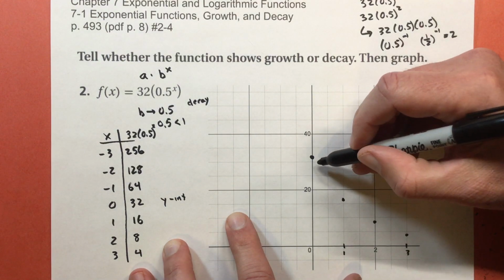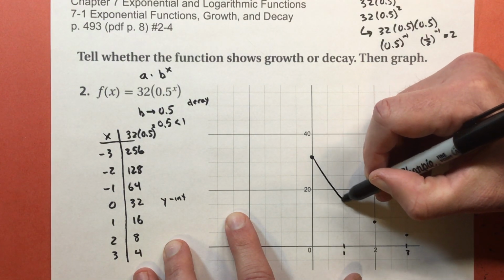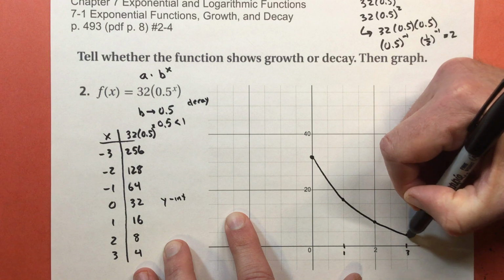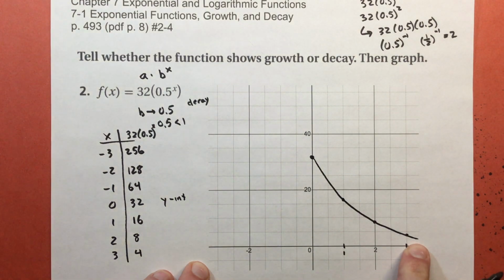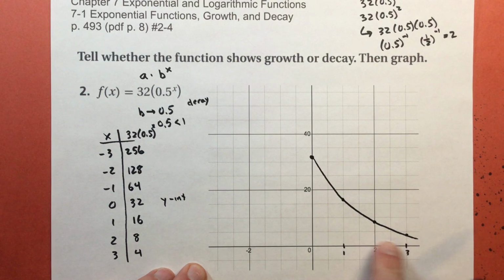So it looks like my graph is curving this way. And even though I didn't go far enough, remember, this never touches, it never goes to 0, so don't let that cross the x-axis. Excuse me, I gotta get some water. I am sorry to do this on video.